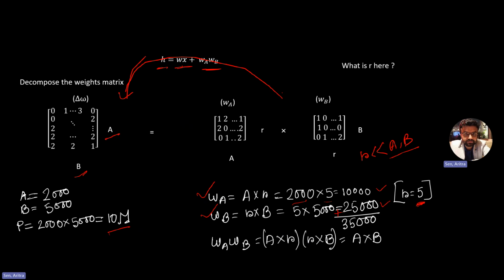Or 35,000, which is much smaller than the 10 million, right? Which is at least close to 30% fewer parameters which you need to maintain if you just look at this WA and WB, which are low rank representations, right? So this R is nothing but the rank of my matrix, the rank of my original matrix. And with this representation, you can throw away some redundant rows or columns, and you can have a lower dimensional representation of my original weight matrix.